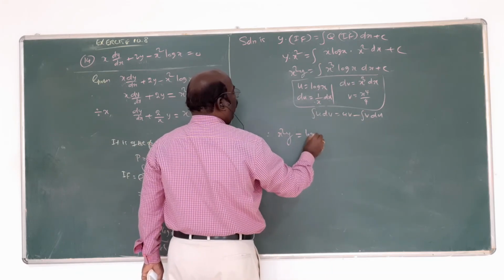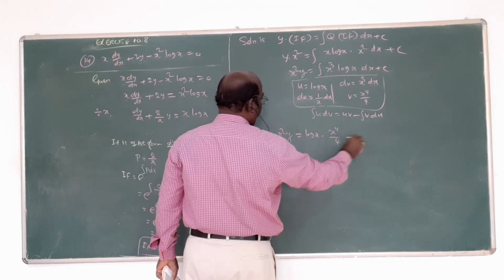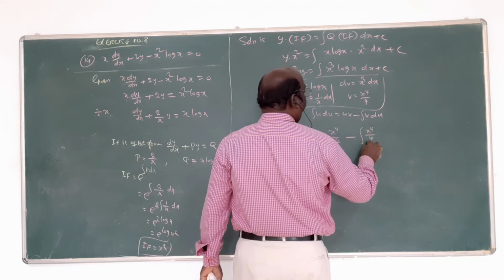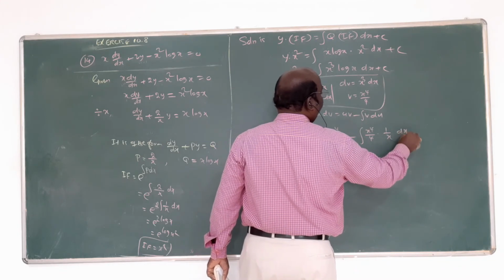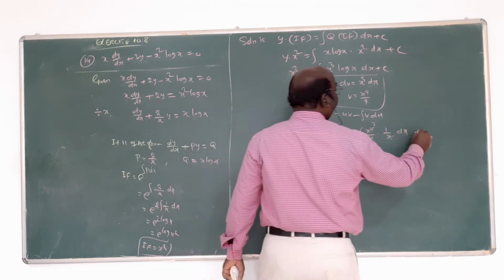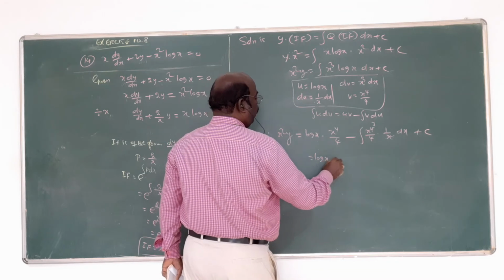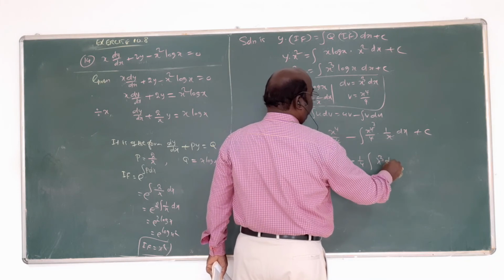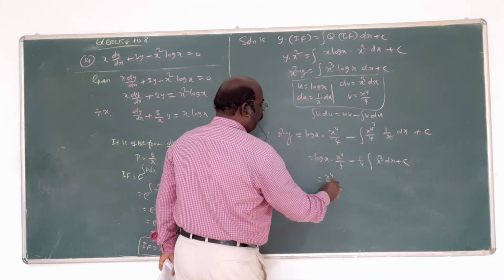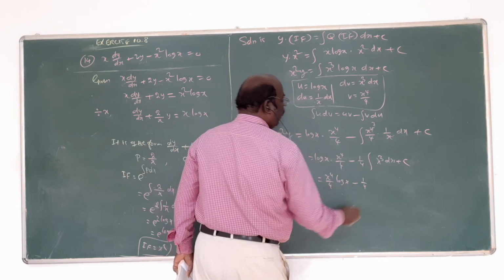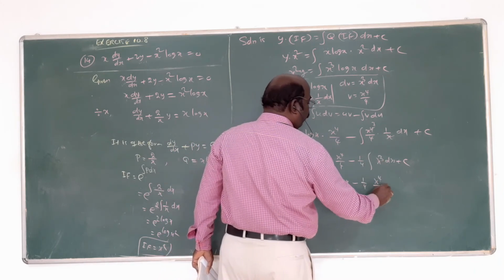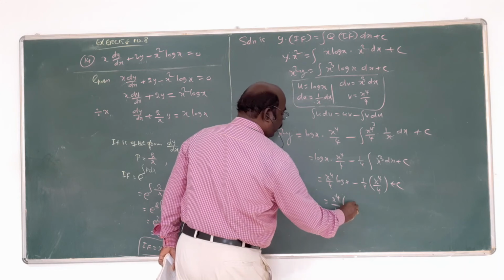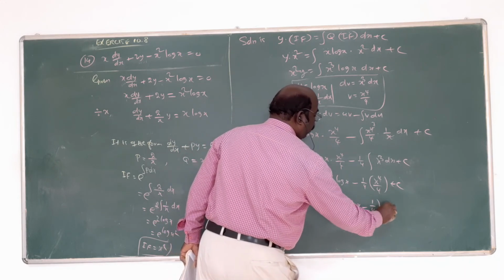uv: log x into x power 4 by 4, minus integration of v, which is x power 4 by 4, into du, which is 1 by x dx. Cancel. Plus c. So log x into x power 4 by 4 minus 1 by 4 integral of x cube dx. Now this can be x power 4 by 4 into log x minus 1 by 4 into integration of x power 3, which is x power 4 by 4, plus c. Now what is common? x power 4 by 4 is common. What is the remainder? log x minus 1 by 4, plus c.